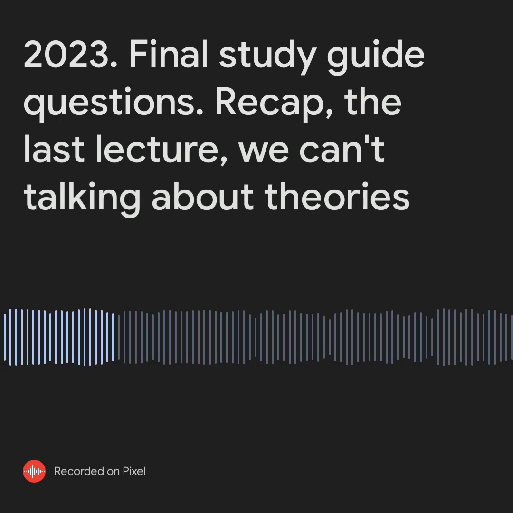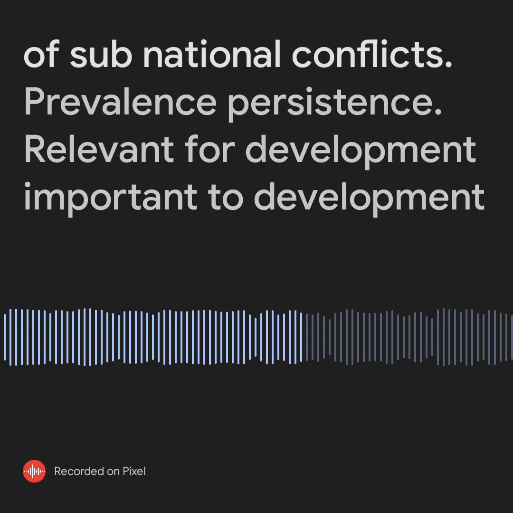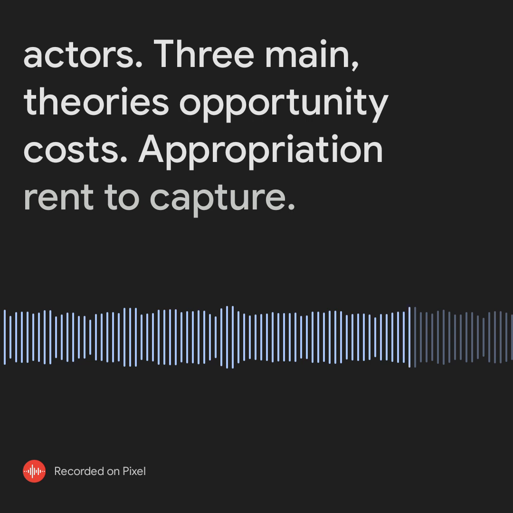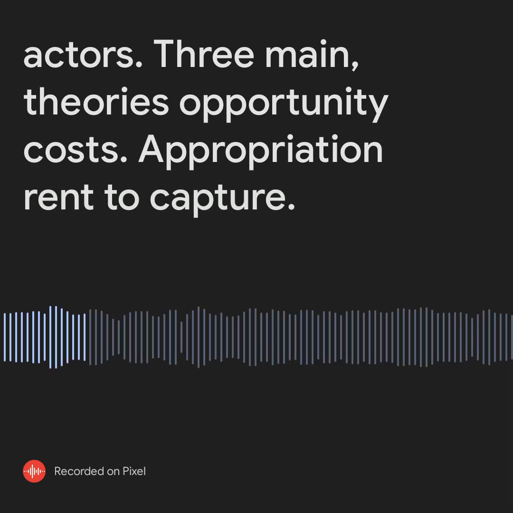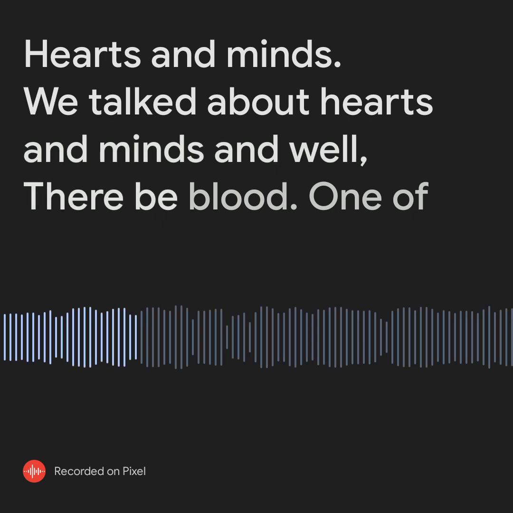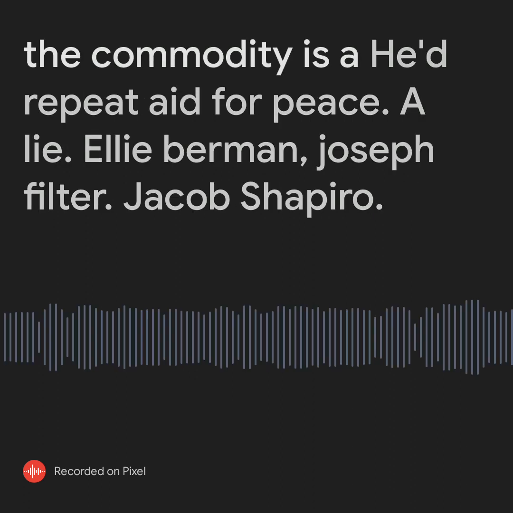We began talking about theories of sub-national conflict: prevalence, persistence, relevant for development, important to development actors. Three main theories: opportunity costs, appropriation, rent capture, hearts and minds. We talked about hearts and minds, and will there be blood? One of the commodities is aid. Aid for peace.